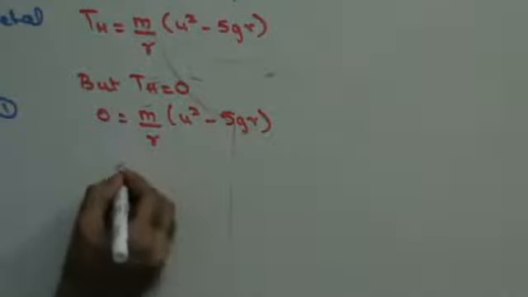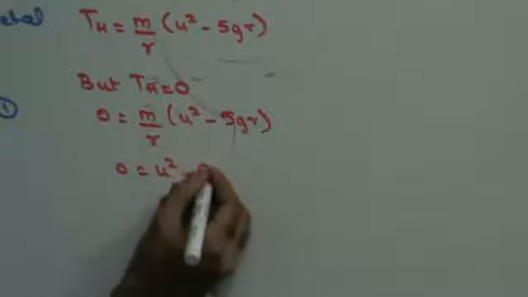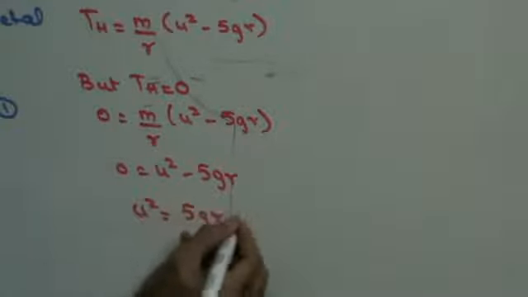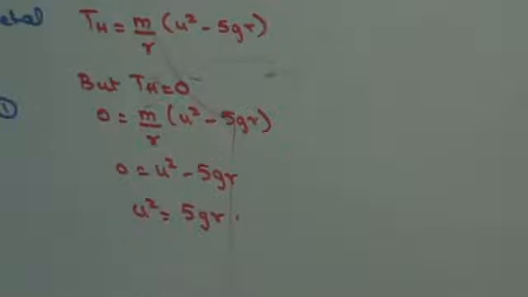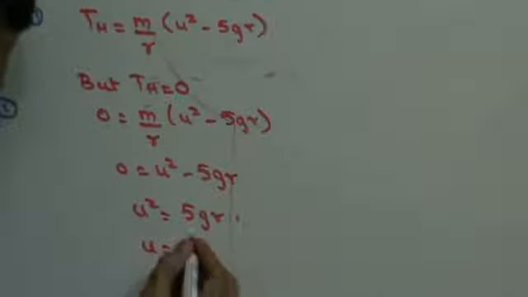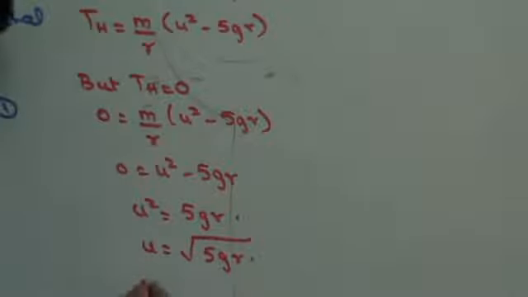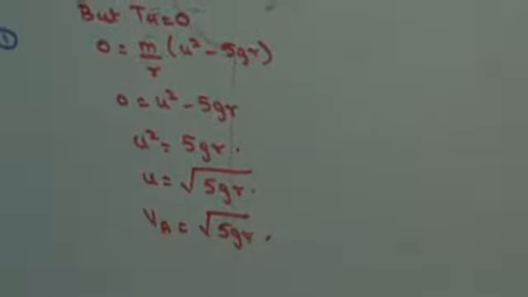So 0 is equal to u square minus 5gr. So u square is equal to 5gr. So if you want a body to move from bottom to top, then this is the velocity that you have to give it. So you can therefore say that u is square root of 5gr. Thus, the initial velocity at point A is going to be square root of 5gr. That is the initial velocity that should be provided so that the body starts from bottom and reaches the top.